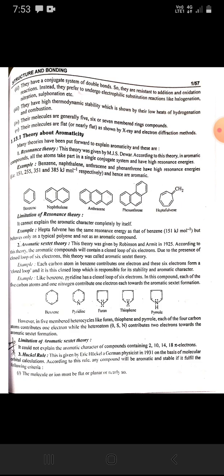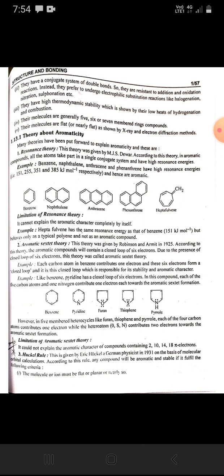Limitation of resonance theory. It cannot explain the aromatic character completely by itself. Example: heptafulvene has the same resonance energy as that of benzene, but behaves only as a typical polyene and not as an aromatic compound. Second theory, aromatic sextet theory.